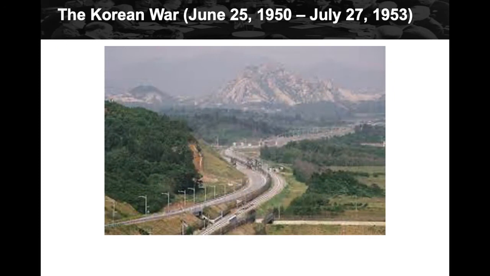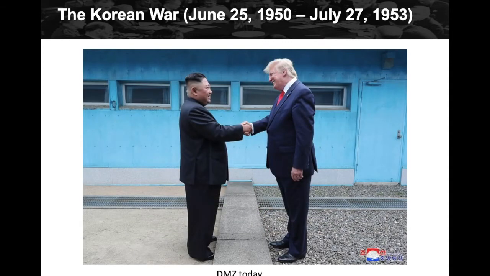There's the DMZ. It's kind of a pixelly picture, but that's the DMZ today. Now, if you recall, not too long ago, you had the leader of North Korea on the left and the leader of the United States, President Trump, on the right, and they met at the DMZ. They shook hands over the DMZ line. Right where President Trump is standing, that's South Korea, and over here is North Korea. It was an attempt to open relations again with North Korea.